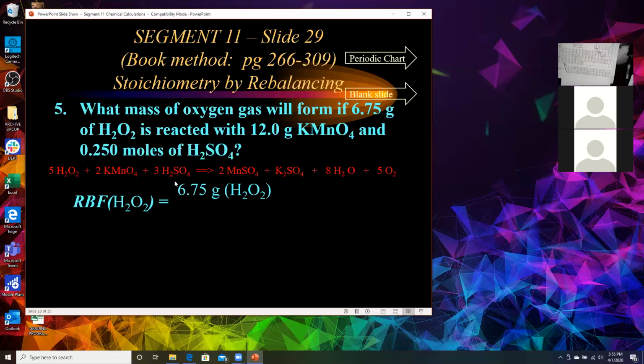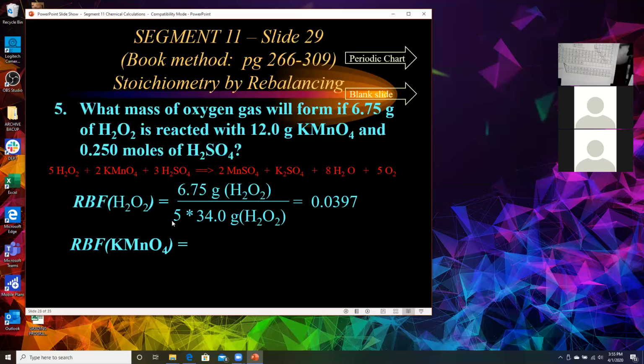Rebalancing factor is the mass of the peroxide divided by the mass shown in the equation. It's 5 times the atomic weight of hydrogen peroxide, which is this. Now, always do it like this. Don't write 5 times this number and stick it over on a piece of paper and copy all this stuff out. Here's what we're going to do. There's the rebalancing factor based on peroxide, and I calculated it first.